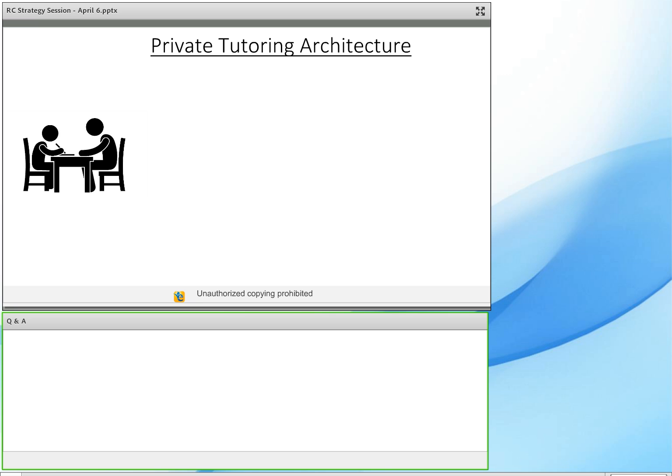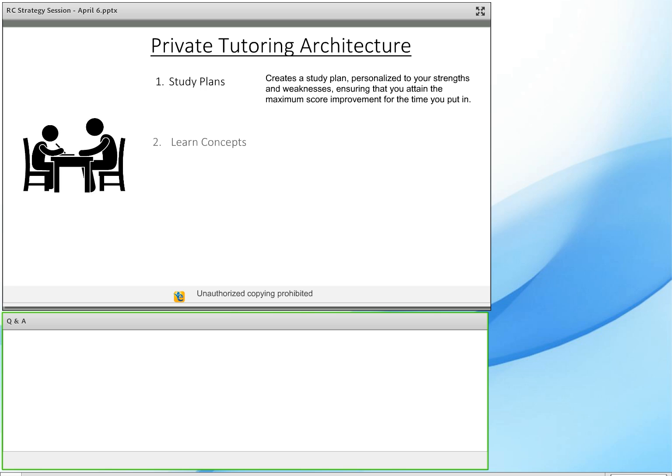A private tutoring-based architecture works slightly differently. If you work with a good private tutor, the first thing that a good private tutor does is evaluates your strengths, figures out the areas that you still need to work on, and creates a study plan that's personalized to both of them. Then a private tutor would teach you concepts and would give you feedback on the areas that you still need to work on, where you haven't learned things well enough.